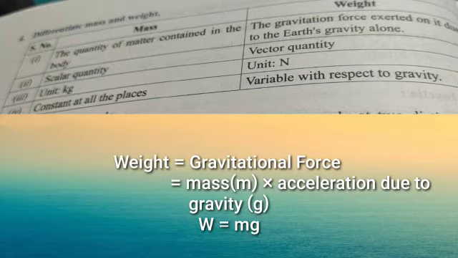For example, if mass is 60 kilogram and gravitational acceleration is 9.8, the answer would be 588 Newton. If the same person goes to the surface of the moon, his weight would be 97.5 Newton, because the value of acceleration due to gravity on the surface of the moon is 1.625 meter per second square. So W is equal to 60 into 1.625. But his mass remains the same, that is 60 kg, on both the earth and the moon. Now do you understand the difference?